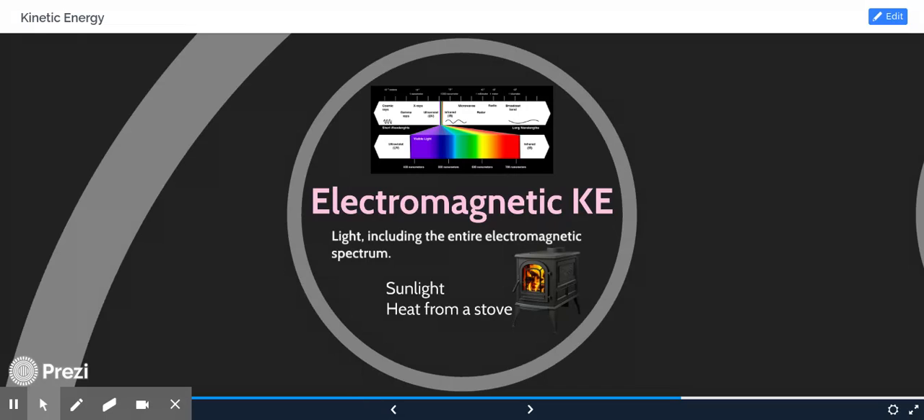Sunlight is energy traveling from the sun. It's moving, so it's kinetic, to the earth. The heat from a stove is infrared light. You can't see infrared, but you can feel it. So if you hold your hands up by the stove, you feel the heat coming off of it. That is infrared kinetic energy moving from the stove to you.